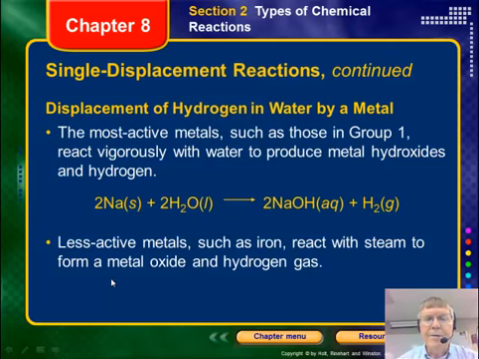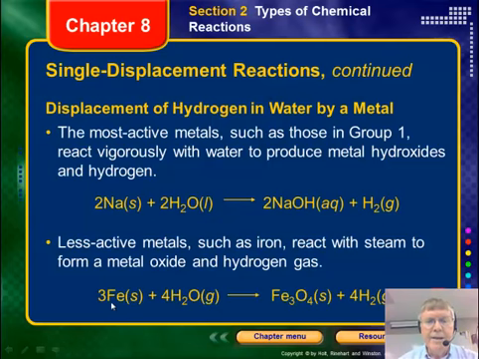Less active metals like iron will not react with liquid water, but they will react with steam to form a metal oxide and hydrogen gas. And that looks like this. You have iron plus H2O. This is steam. It's in the gaseous state. That produces the iron oxide, and again, hydrogen gas is liberated.